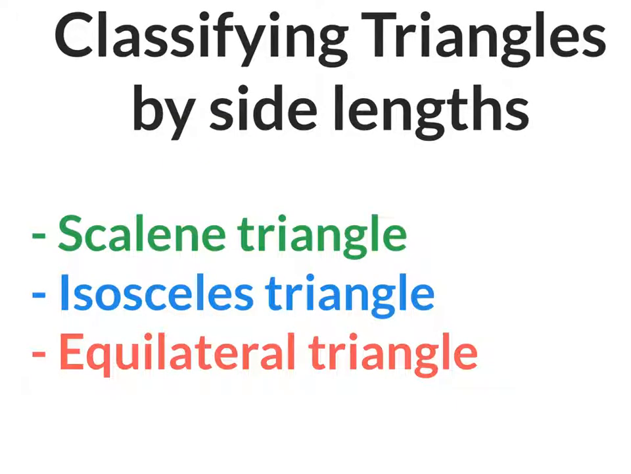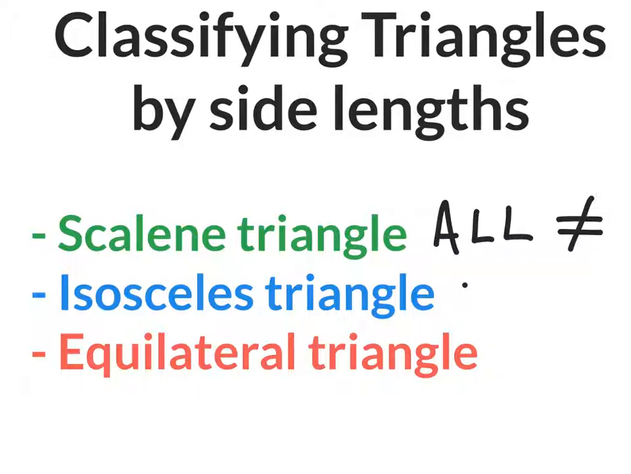When classifying triangles by side lengths, we can have scalene triangles, isosceles triangles, and equilateral triangles. When naming or classifying triangles by their side lengths, if I have all sides that are not equal, all side lengths are completely different, I have a scalene triangle.